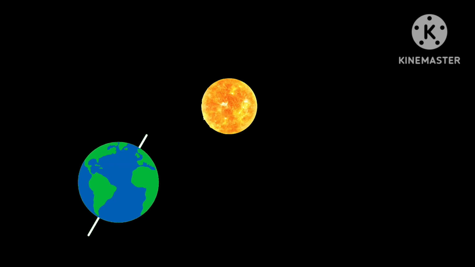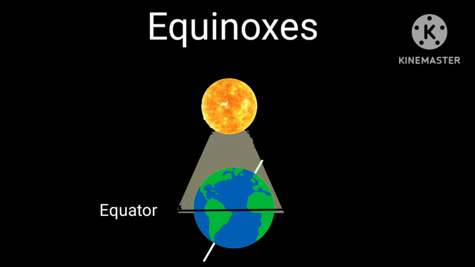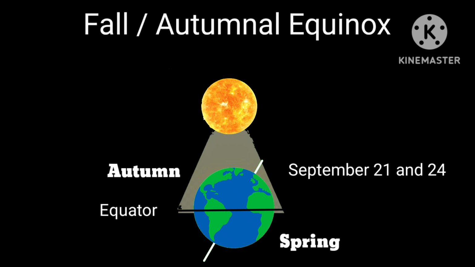Now as we cross June and Earth moves ahead, a point comes when neither pole points towards the Sun, and the Sun lies directly above Earth's equator. These moments are the equinoxes. The September equinox occurs sometime between 21 and 24 September. On the date of the equinox, at any location, the lengths of day and night are roughly equal. The September equinox is also known as fall or autumnal equinox.